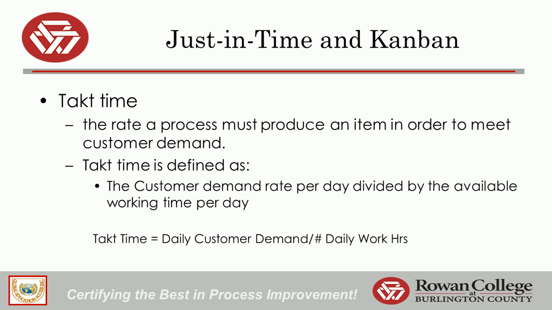Takt time. This is the rate that we need to produce at. So let's think of this again. The rate that a process must produce an item in order to meet the customer demand. So let's think about this a little bit more. Takt time is defined as the customer demand rate per day divided by the individual's working time per day. Okay, so again, here's a little formula. Takt time equals daily customer demand divided by the daily number of work hours.